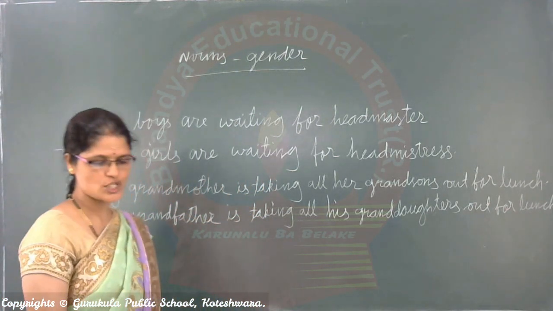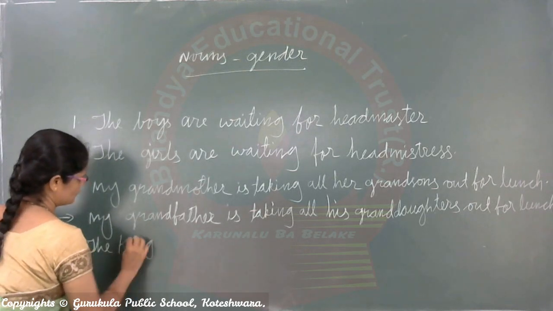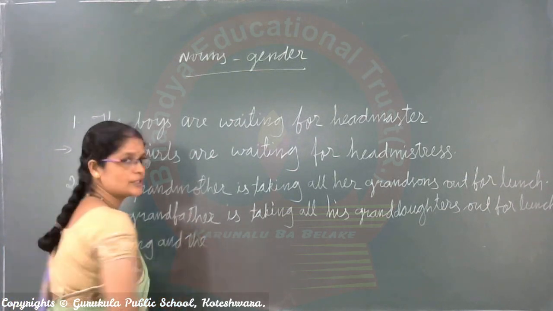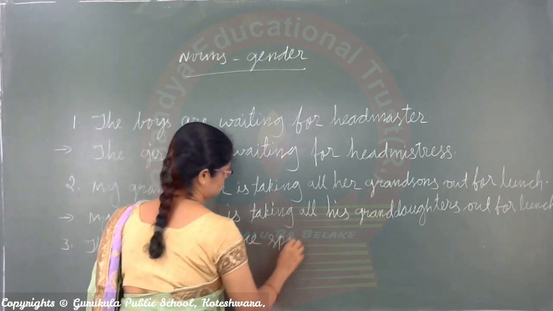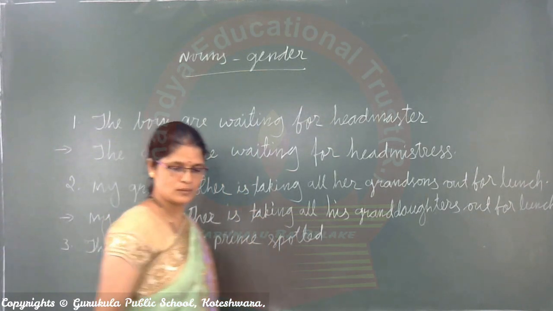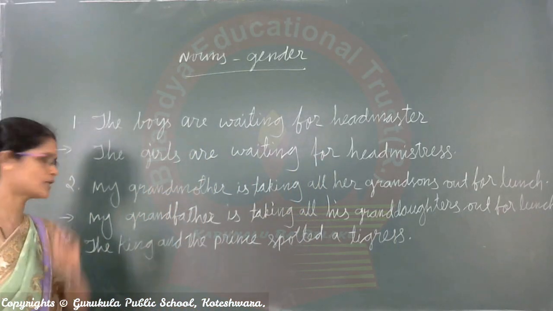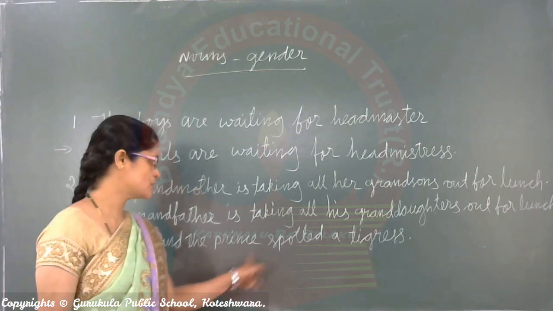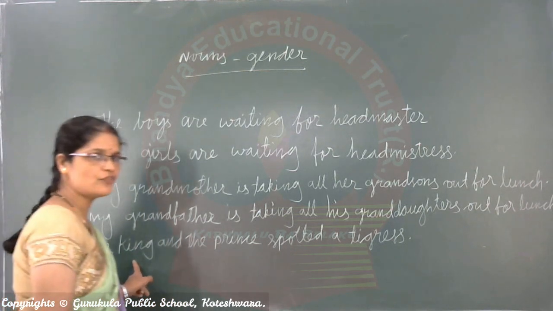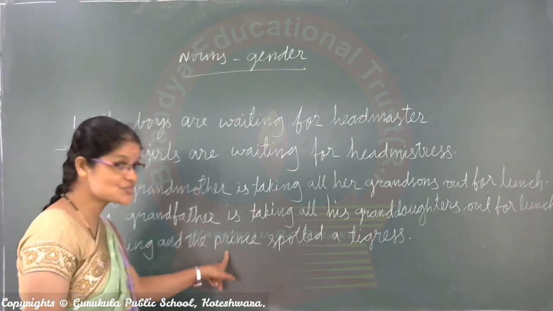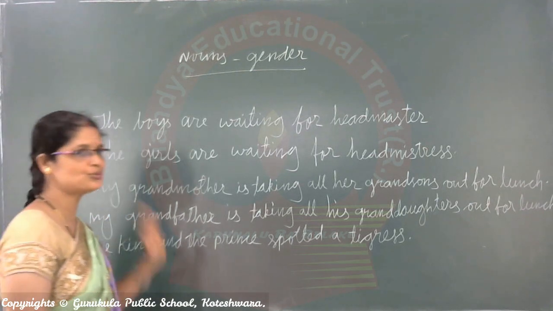The king and the prince spotted a tigress. Read the sentence again. The king and the prince spotted a tigress. Check the nouns. Here, king. Male word or female word? King, that is a male word. Prince, also a male word. Tigress, that is a female word. So wherever we need changes, we should do that now. Change the gender.